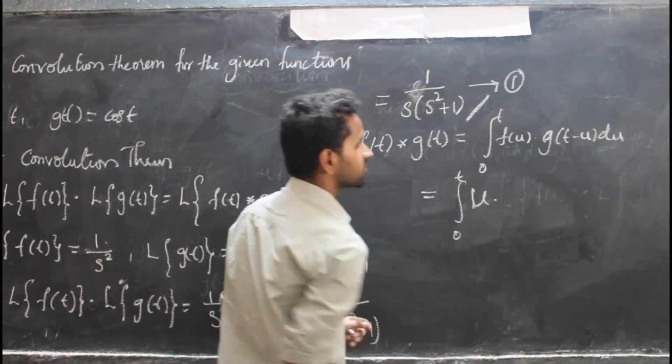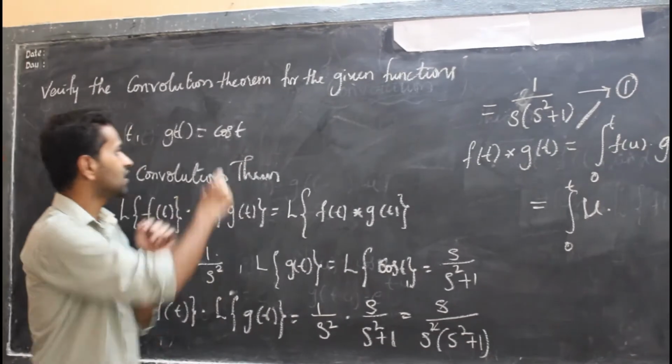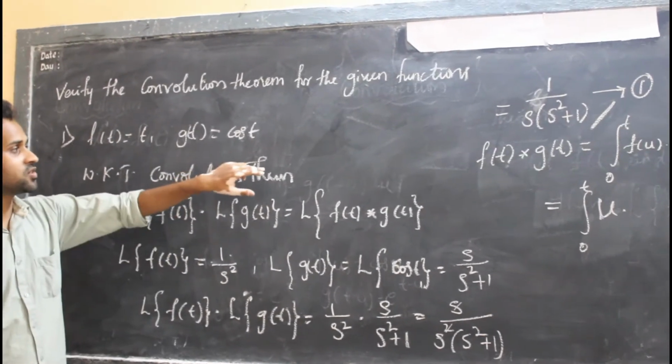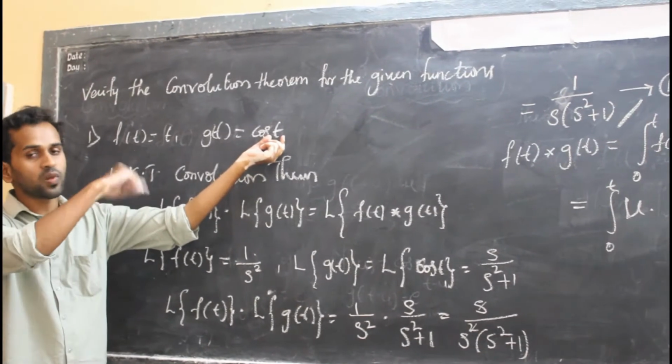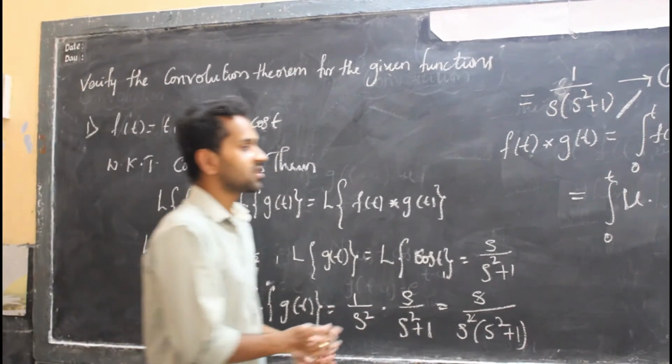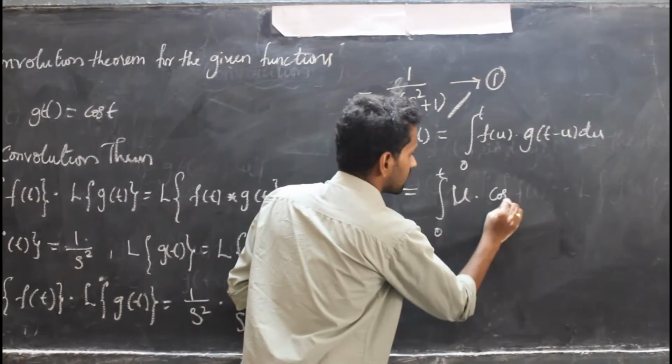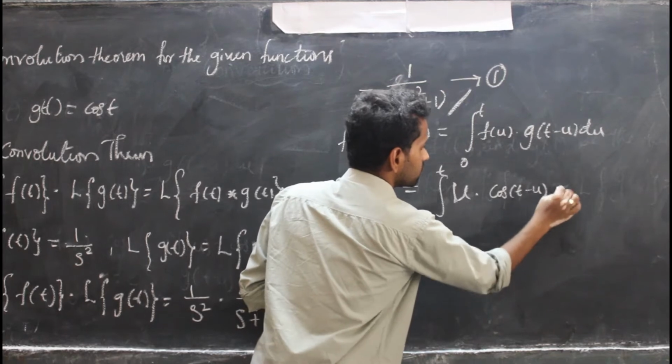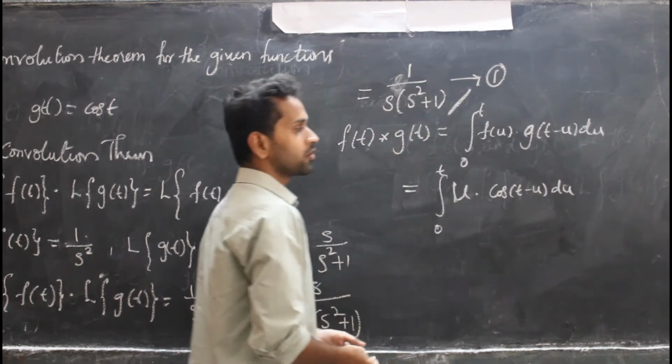Now g of t minus u. My g of t is cos t. g of t minus u means wherever t comes, I should replace it by t minus u. So that becomes cos(t minus u) into du. Now what are we going to do here?